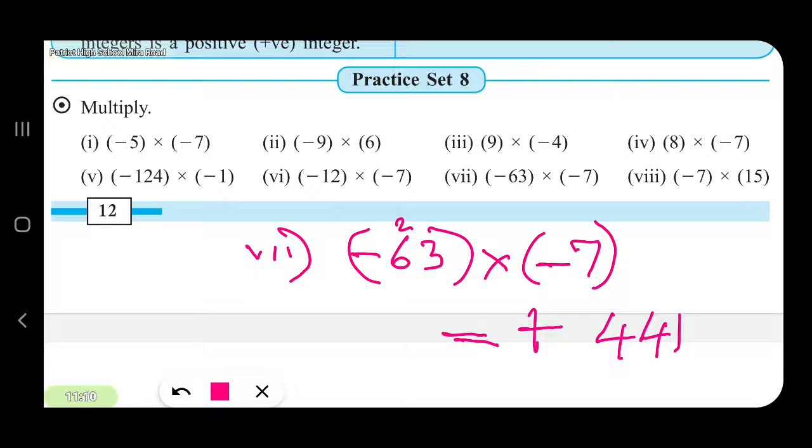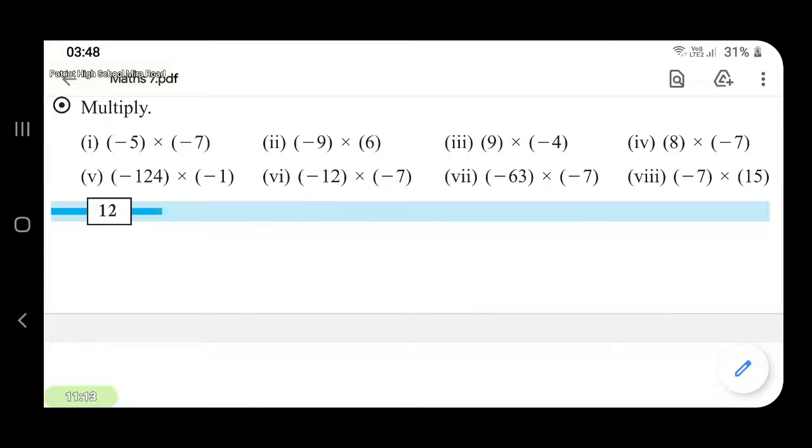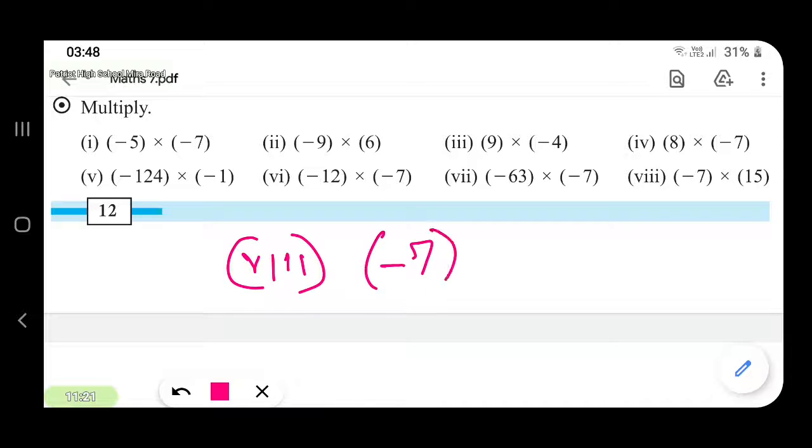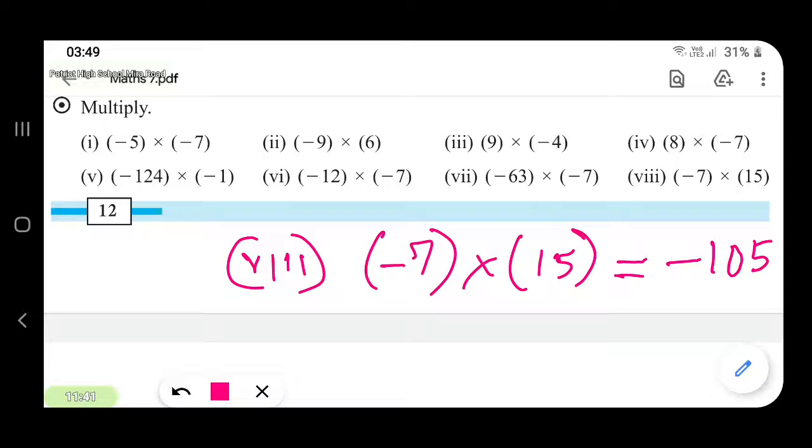Now the eighth example. The first one is a negative number and the second one is a positive number. So one negative and one positive, the product will always be negative. So it will be minus. 7 fives are 35, 3 carry over 3. 7 ones are 7 and 3 is 10. So it will be 105, but it will be negative. One negative and one positive, the product will be negative.